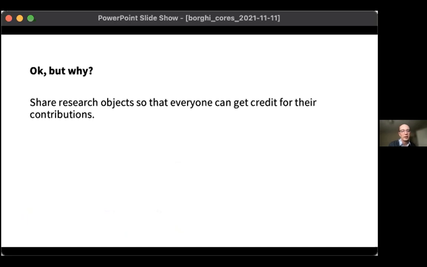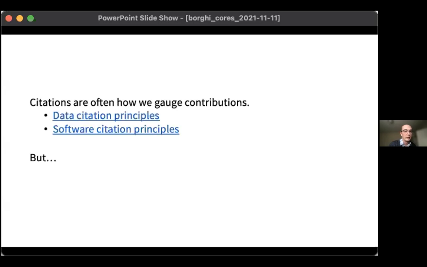One really important reason to share research objects is so that everyone can get credit for their contributions. So those of us who work in academic science or academic scholarship primarily talk about credit in terms of citations. And there are citation principles for citing data sets, and there's even principles for sharing software. And one of the reasons to share is so that people can get credit for the work they've done.